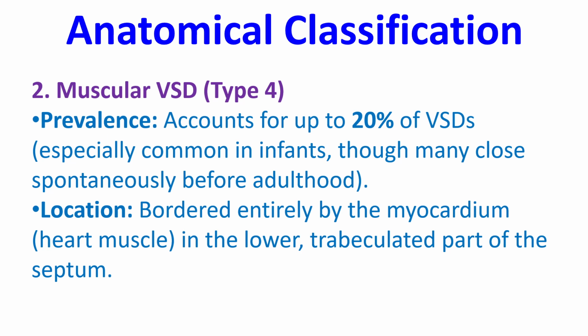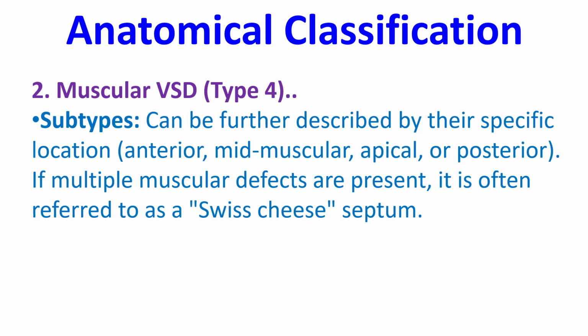Muscular VSD accounts for up to 20% of VSDs, especially common in infants, though many close spontaneously before adulthood. Bordered entirely by the myocardium, that is the heart muscle, in the lower trabeculated part of the septum. Can be further described by their specific location, like anterior, midmuscular, apical or posterior. If multiple muscular defects are present, it is often referred to as Swiss cheese septum.